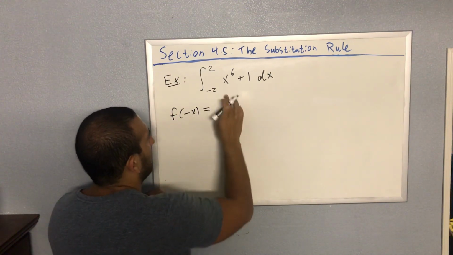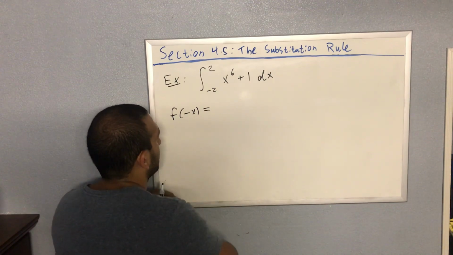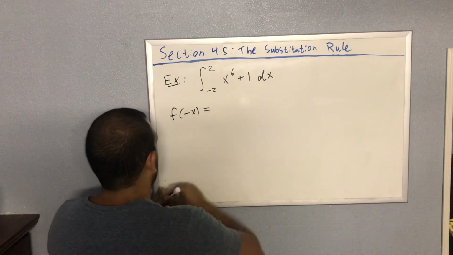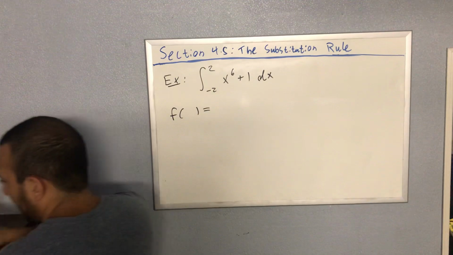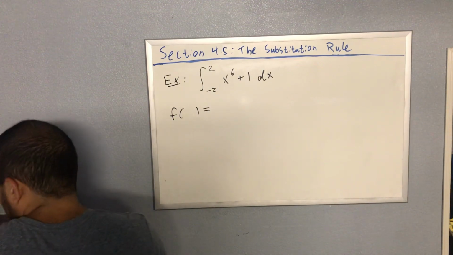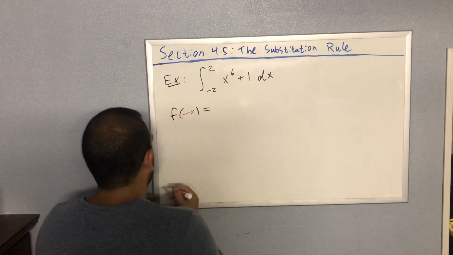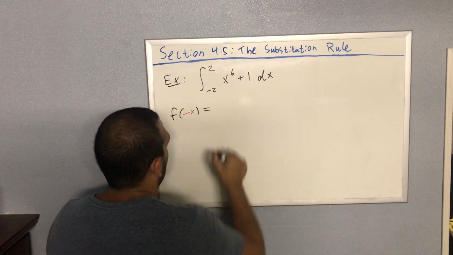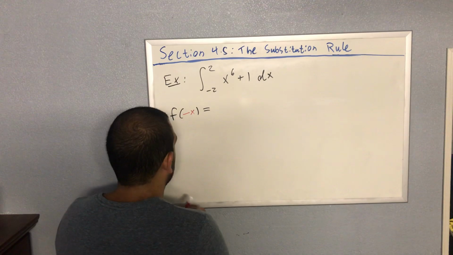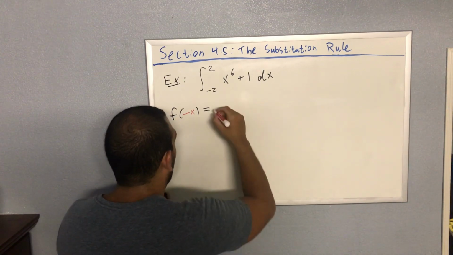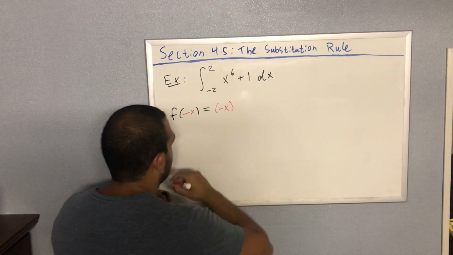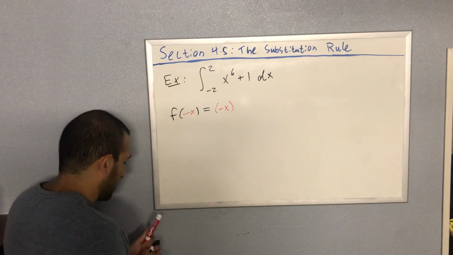This means replace every x with a negative x. So if we do that, maybe I should put this in a different color for clarity. So what is f of negative x? Replace this x with a negative x. So it becomes the quantity negative x to the sixth.